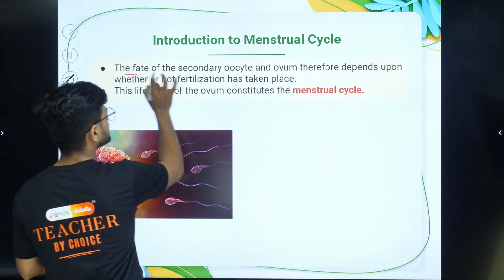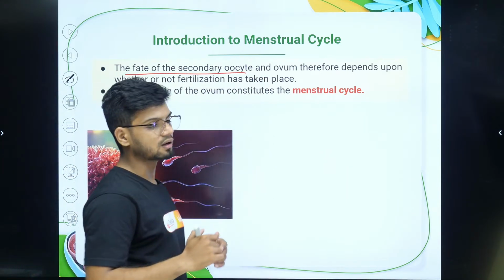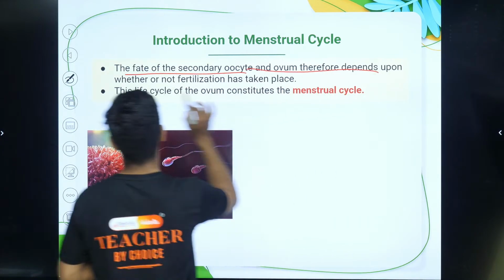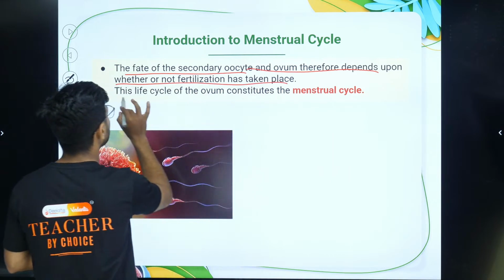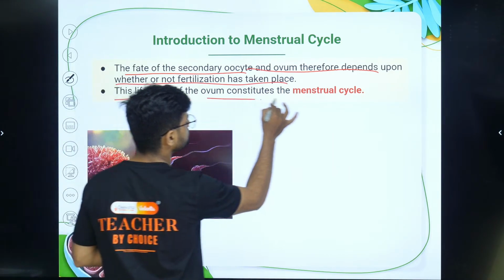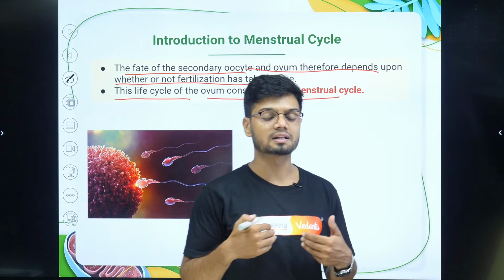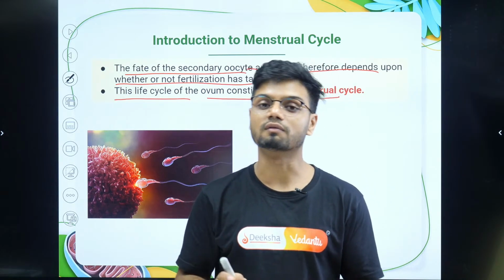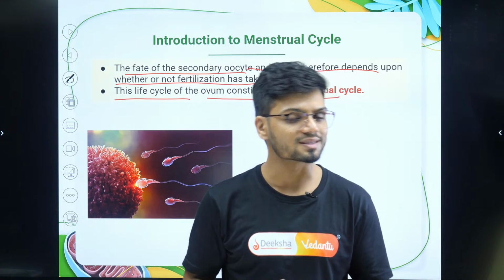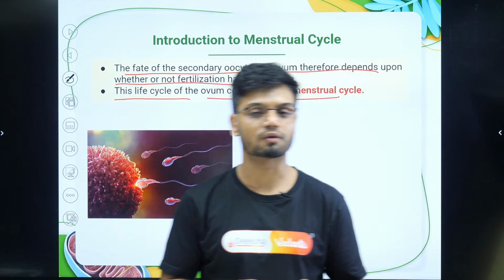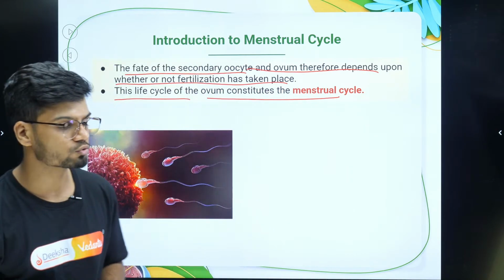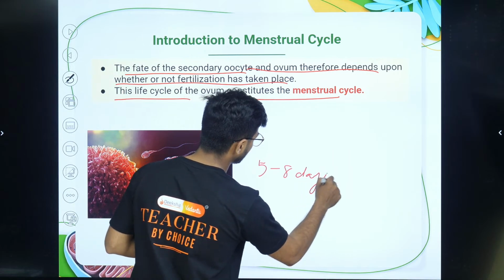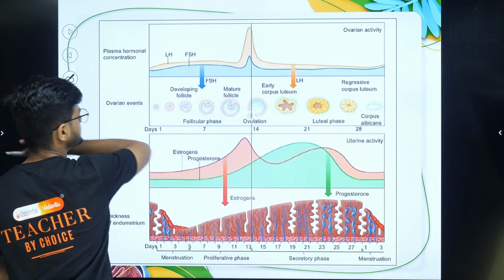That is the fate of the secondary oocyte. The secondary oocyte is produced now, and the ovum therefore depends upon whether or not fertilization is taking place. The life cycle of this ovum constitutes the menstrual cycle. If fertilization doesn't happen, the secondary oocyte along with the blood, tissues and mucus, everything comes out through the vagina during menstruation, which lasts around 5 to 8 days.